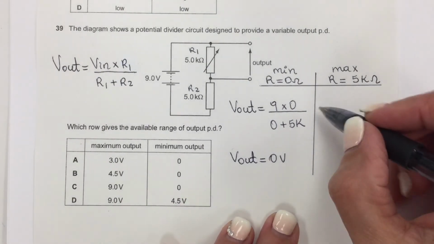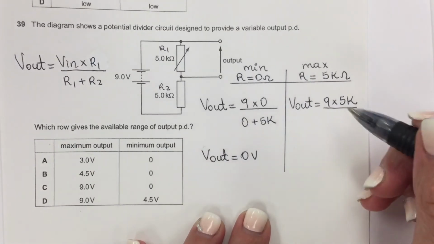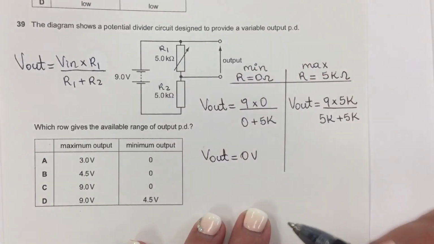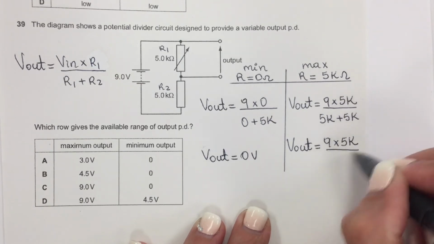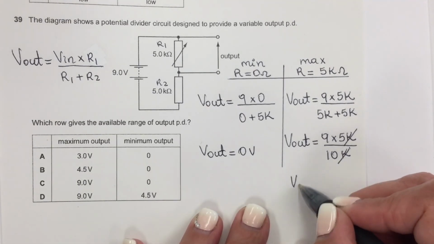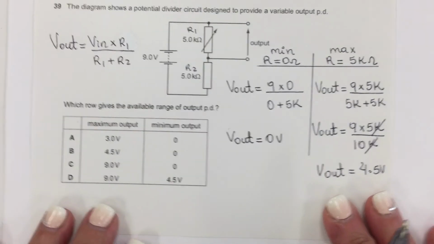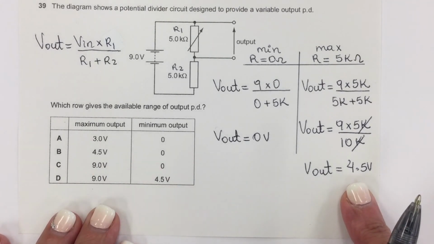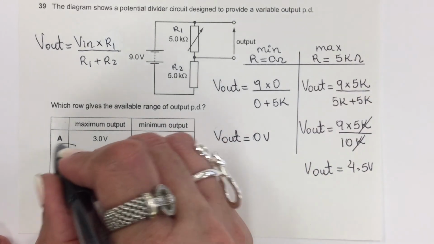What about when it's the maximum setting? So now the Vout is 9 times 5K over 5K plus 5K. You add both resistors. So now the Vout is 9 times 5K over 10K. To make my math a little bit easier, I'm going to cancel those K's. And Vout is 4.5 volts. Okay, so now I need to find the range in the options. And for the maximum, the output is 4.5 and the minimum is 0. So this is the correct answer, B.